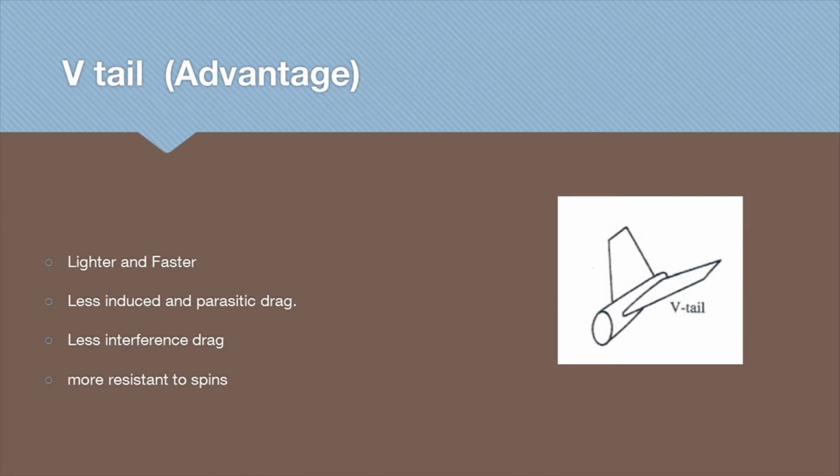Third, the reduction of intersection surfaces from 3 to 2 produces a net reduction in the drag through the elimination of some interference drag. And lastly, the V-tail design is more resistant to spins and it is more effective at neutralizing them.